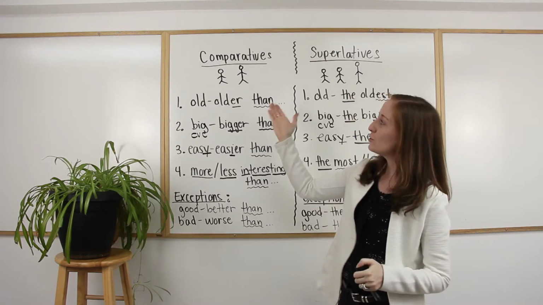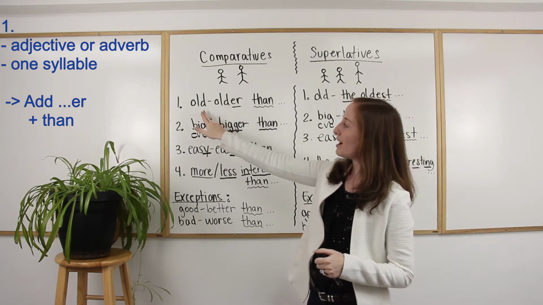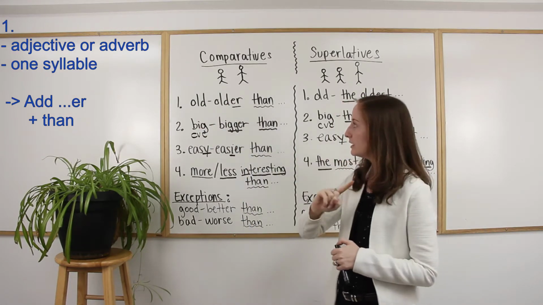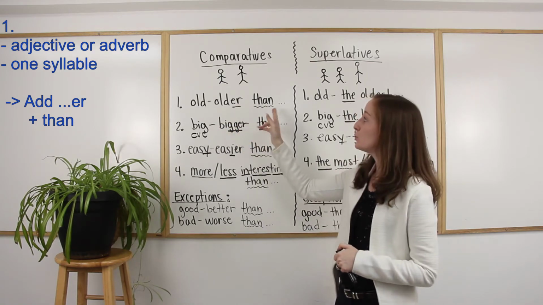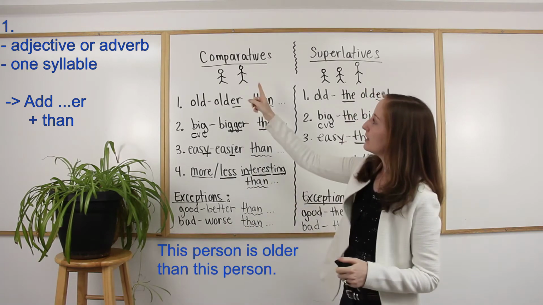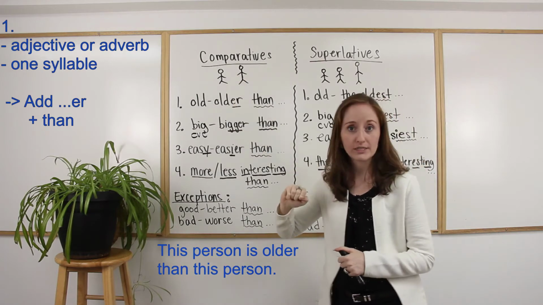So when you want to compare two people or two things, the first rule is when you have an adjective or an adverb that is one syllable, then you add er at the end and you use the word than to create your comparative. Example, this person is older than this person.